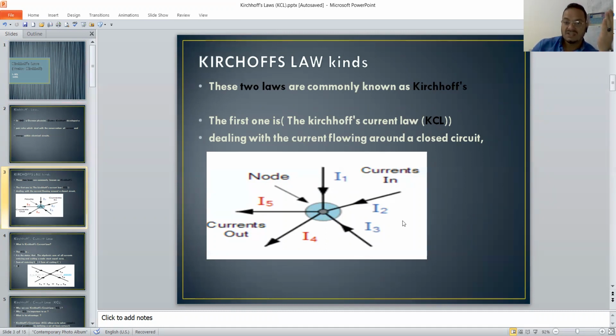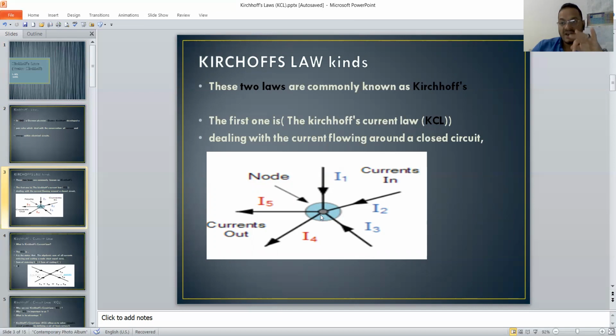Like we're seeing here, we have 5 currents, 3 of them going directly to the node, to the closed circuit, because all of them will have positive charge, and we can say in currents. At the same time, the last 2 currents are going far away from this closed circuit or from this node, because of that we can say out currents. And at the next slides, we will explain together.